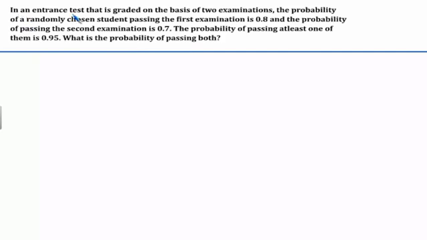In an entrance test that is graded on the basis of 2 examinations, the probability of a randomly chosen student passing the first examination is 0.8 and the probability of passing the second examination is 0.7. The probability of passing at least one of them is 0.95. We have to find what is the probability of passing both.